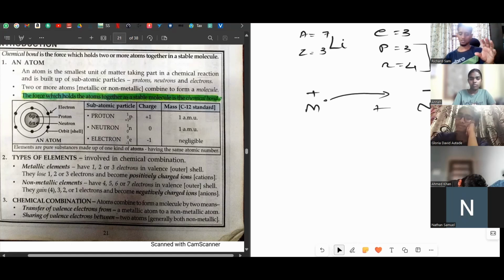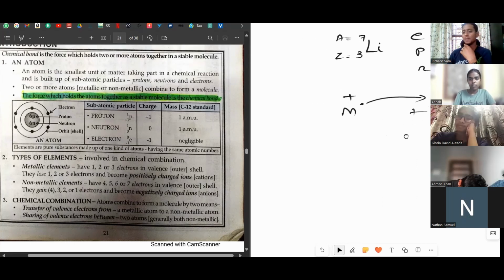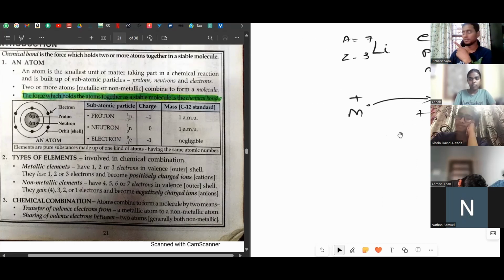So the bond between the metal and the non-metal will be very strong because one is positive, one is negative. It's like a magnet. When you bring North Pole and South Pole close to each other, there's an attraction, right? Same thing here. You'll see a very strong bond between the metal and the non-metal. And what is this bond called? Tell me. It's an ionic bond, also called an electrovalent bond.